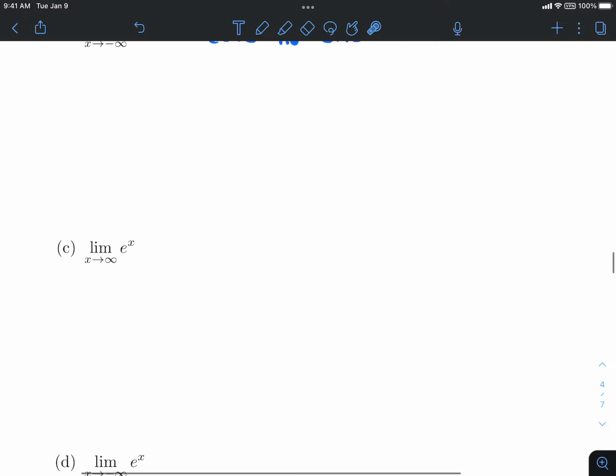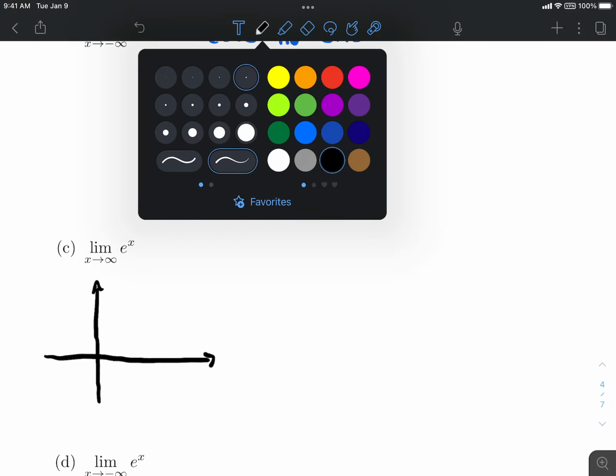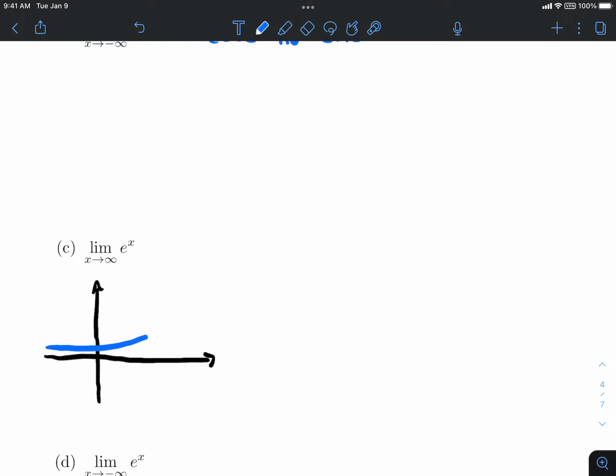However, let's take a look at e to the x. I know the graph of my function, just like this. Looking at the graph, as x goes to the right, I'm going this way. X goes to plus infinity. The more x grows, the bigger this y value becomes.